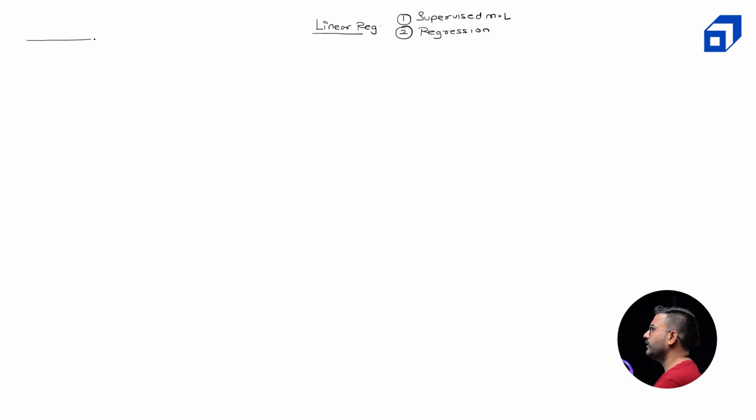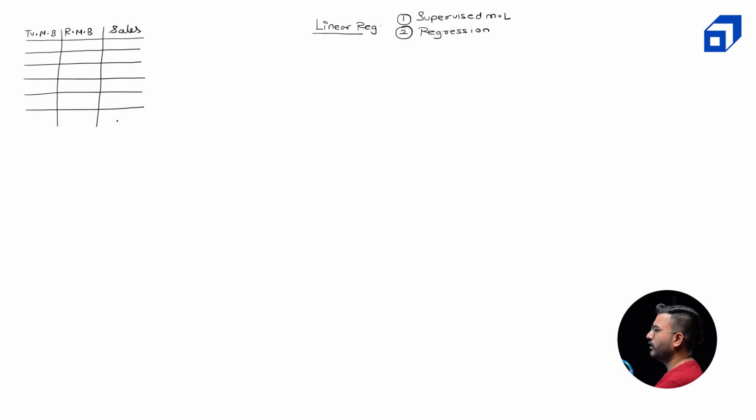So let's say this is my data. We have TV marketing budget, then we have radio marketing budget, and then we have the corresponding sales. If this is the kind of data that we have, then this is my target variable.